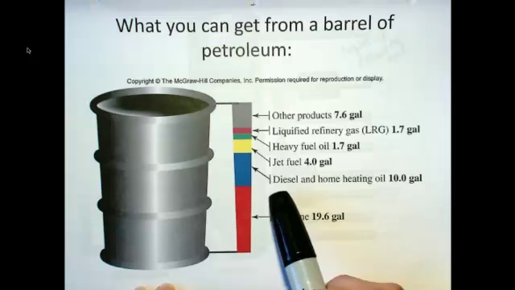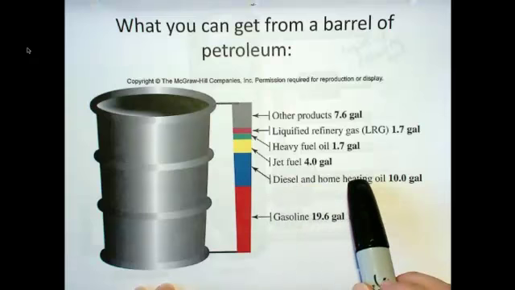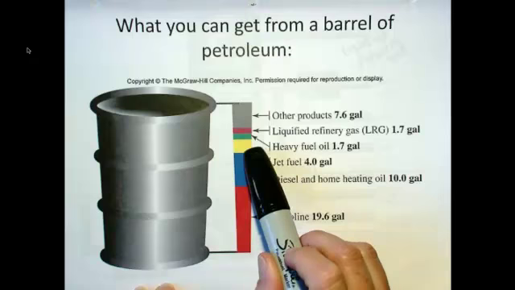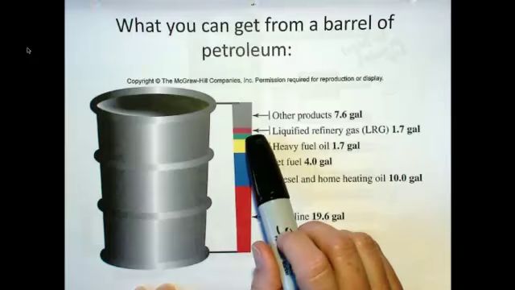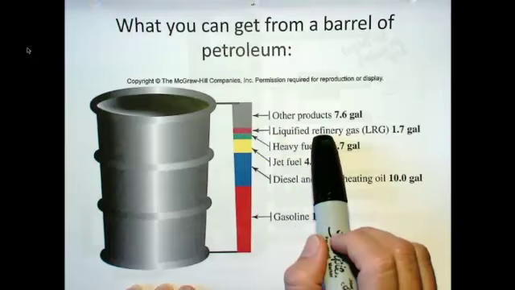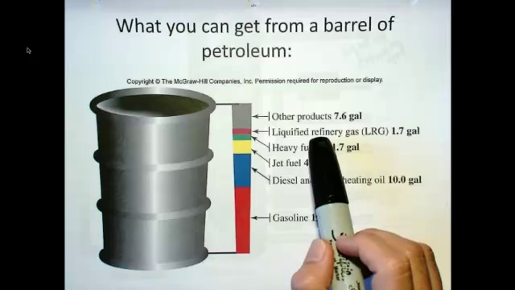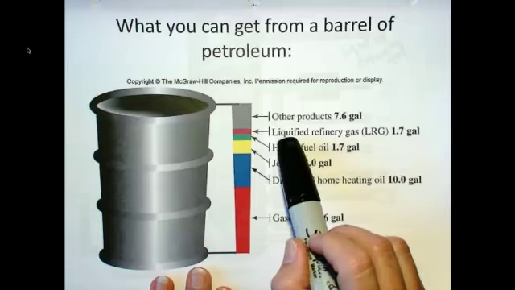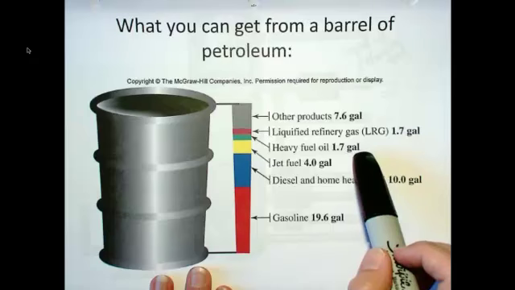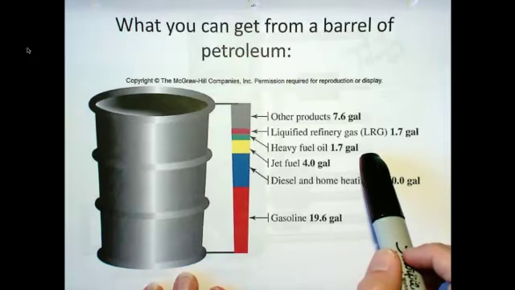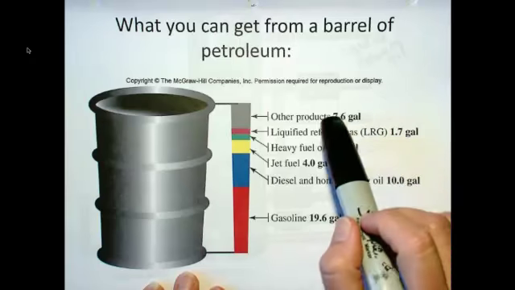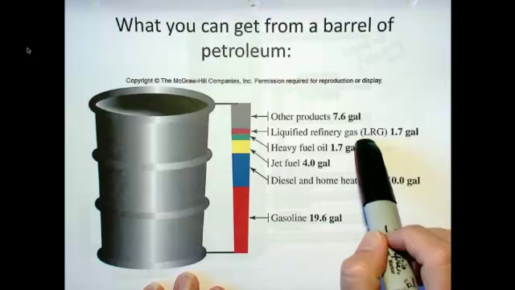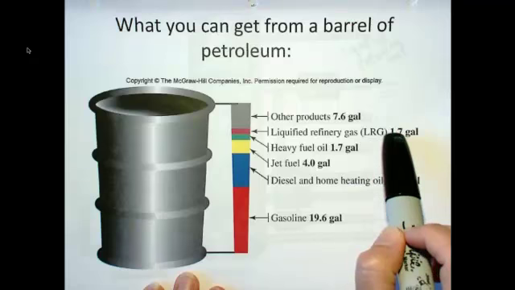The next largest fraction is diesel fuel for big trucks and also home heating oil. Then the next little bit is jet fuel, and then heavy fuel oil, and LRG, liquefied refinery gas. That would be, for example, propane. It's liquefied and transported, and you see these large propane tanks outside of people's houses that aren't hooked up to a natural gas line, and that's actually the gas that they use to heat their home. Or also propane you use for your gas grill. That's the liquefied refinery gas.